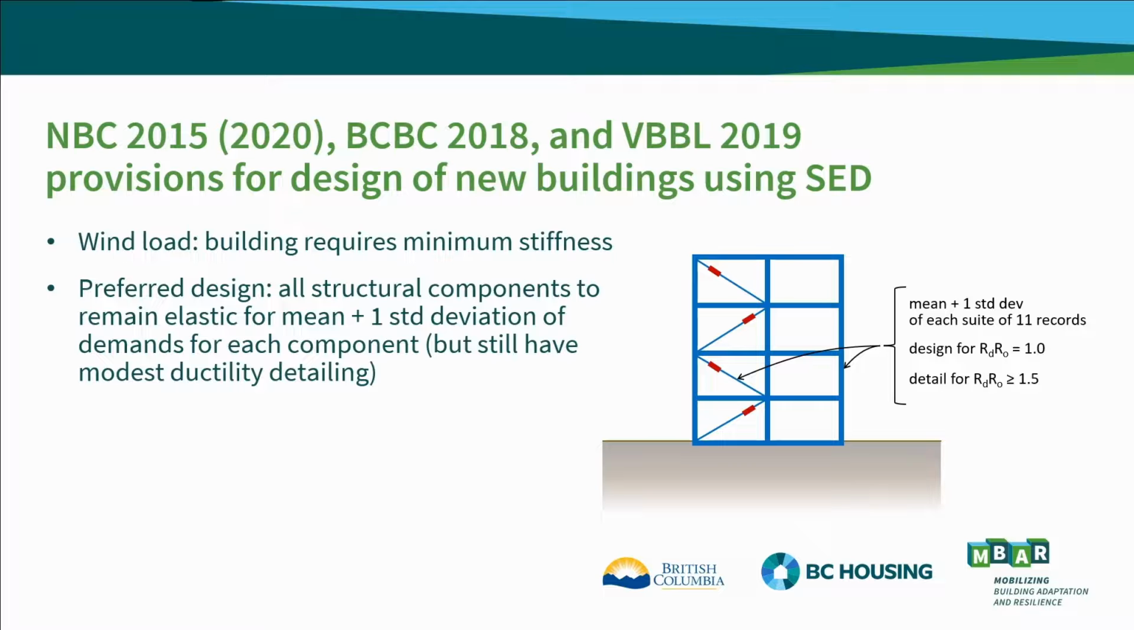And again, every building is designed for the mean plus standard deviation, so a certain demand on the building. So again, not just the average demand, but a higher demand on all the existing structural components to make sure they remain elastic or undamaged. So again, this is a high level of demand on the buildings to confirm that they remain elastic for the code level earthquake with these devices. In addition to that, the existing structural components have to have a modest level of ductility detailing should the actual earthquake be significantly larger than the code earthquake. So a bit of robustness built in as well.